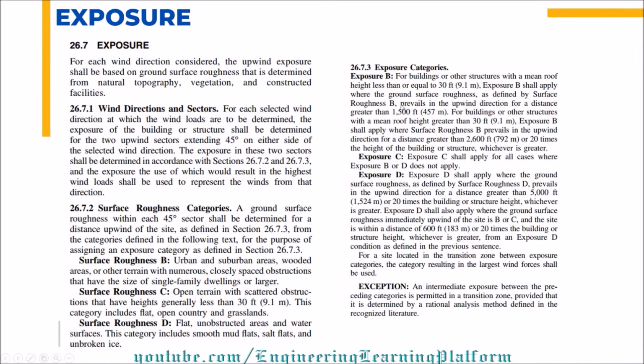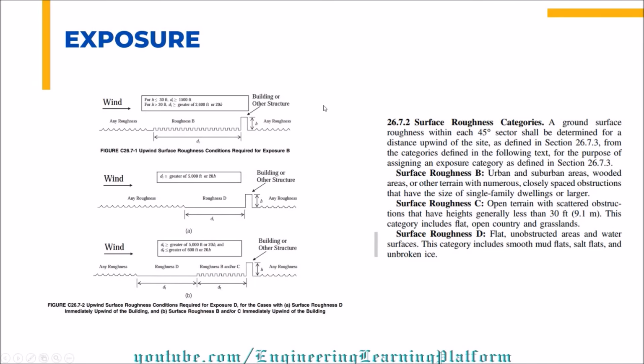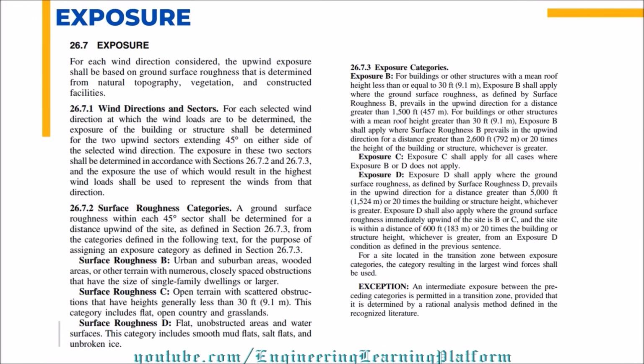Now we select the exposure category, based on which we decide the kz or kh factor. And for selecting the exposure category, we need to know the roughness near our building. So what does the code say? Code says that you should check for exposure category B and exposure category D. And if your building does not fall into exposure category B or D, then exposure C shall be applied for all cases where exposure B or D does not apply.